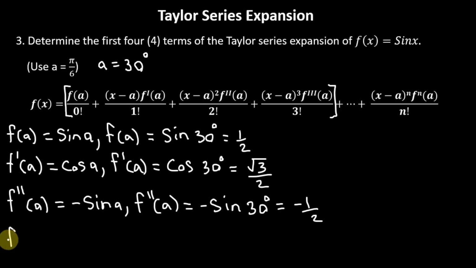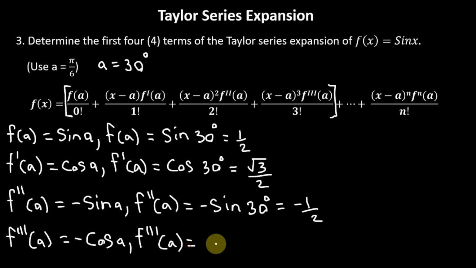And finally, guys, we'll find the third differential of f of a. And of course, when we differentiate minus sine a, we'll end up with minus cos a, which means the third differential of f of a will be equal to minus cos of 30 degrees, which is minus root 3 over 2. And these are our values, guys, that we need in order to write out the first four terms.